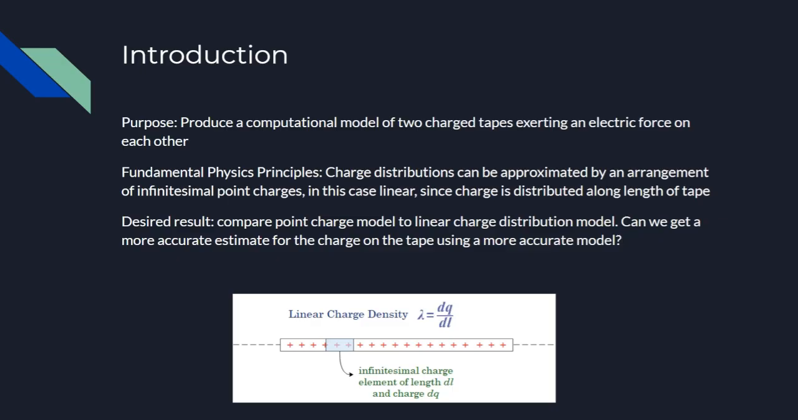Charge distributions can be approximated by an arrangement of infinitesimal point charges, in this case linear, since charge is distributed along the length of tape. The goal of this lab is to compare a point charge model to a linear charge distribution model. Can we get a more accurate estimate for the charge on the tape using a more accurate model?